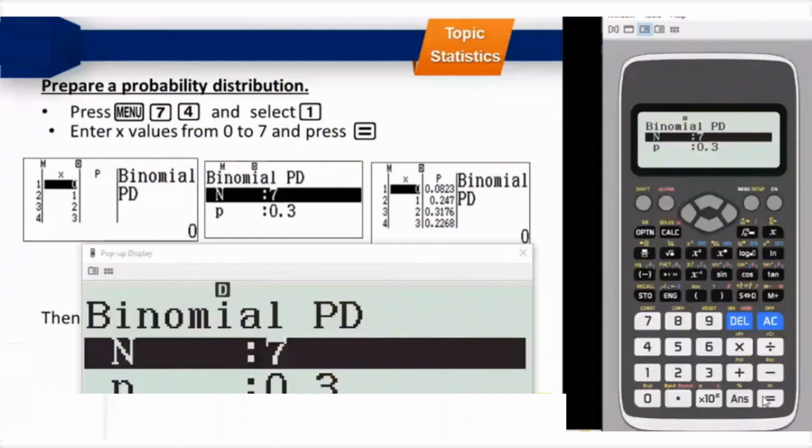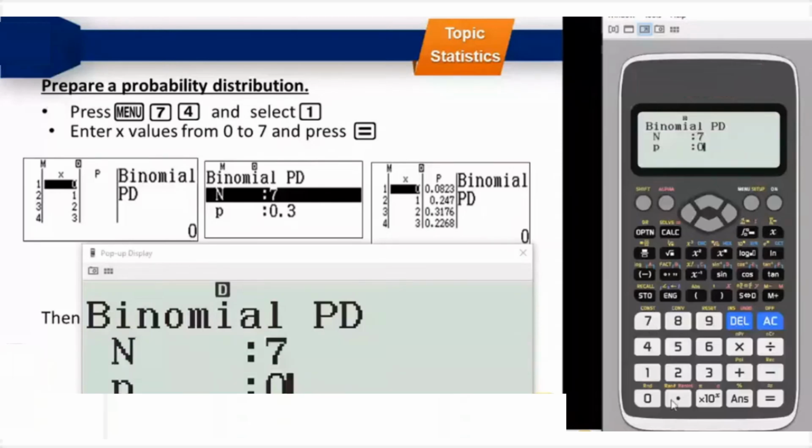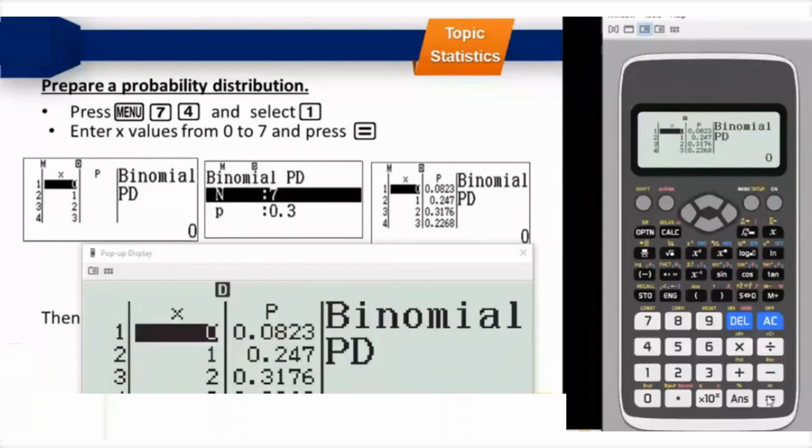When I press equals to, it is asking me what is the fixed number of trials. The fixed number of trials is 7. It is asking me what is the probability of favorable outcome. Probability of favorable outcome is 0.3. I will press equals to, and it will make the whole table for me, that when x is 0, the probability is this. When x is 1, probability is this.